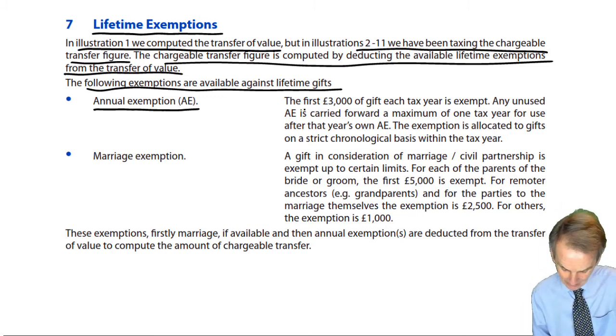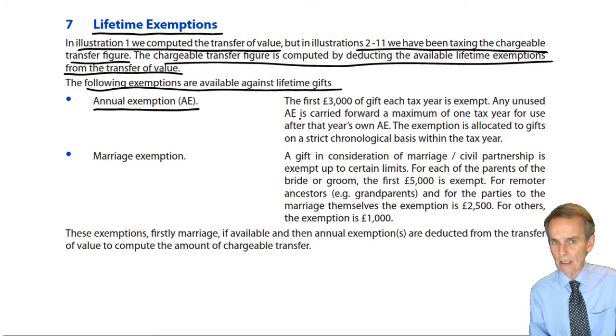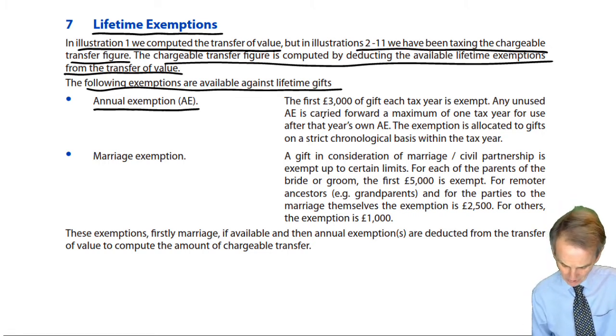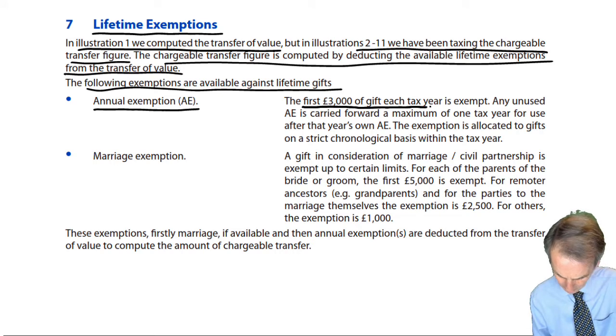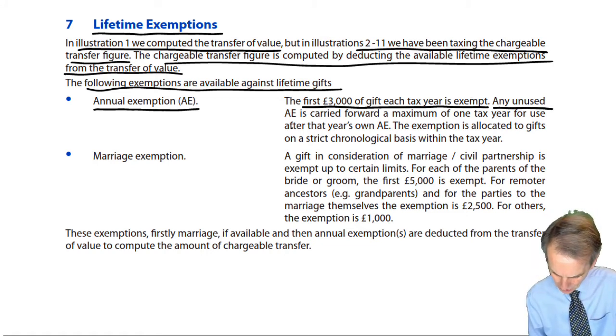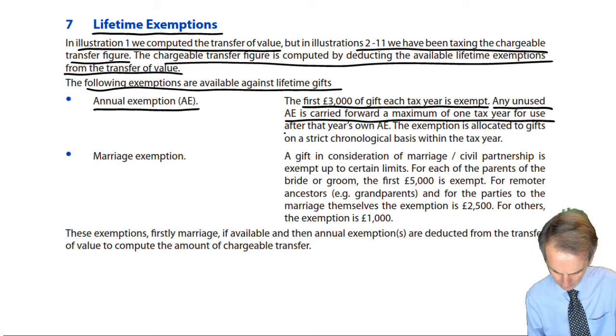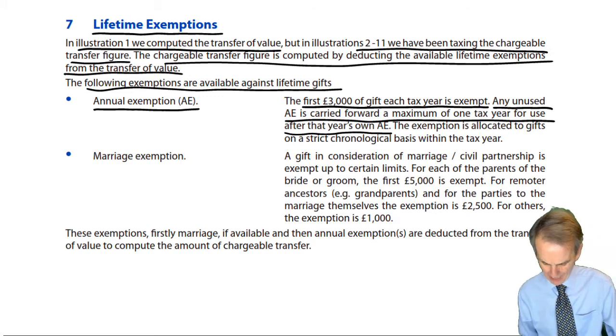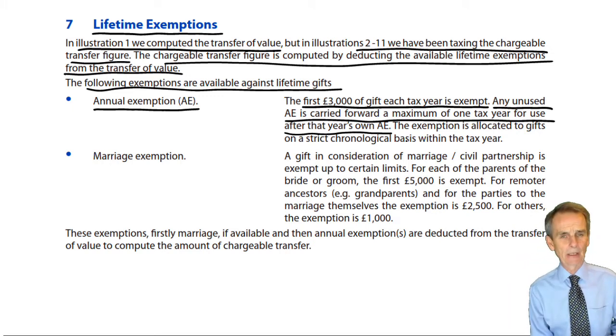Now, this is a rather smaller number, and it's been this figure throughout. So whatever date you're dealing with in your question as regards a lifetime transfer, you won't have to look it up, though the figure will be given to you. The annual exemption is £3,000. So the first £3,000 of gift each tax year is exempt. It is reduced by this annual exemption. Any unused annual exemption is carried forward a maximum of 1 tax year for use after that year's own annual exemption. Now there's something that's different.